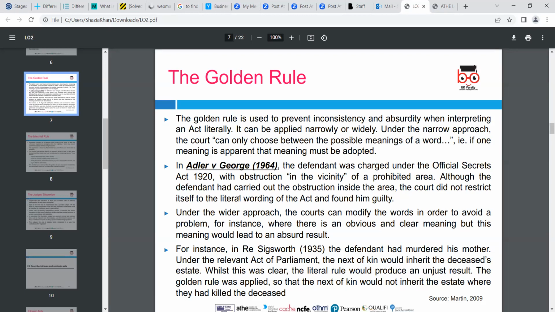Under the wider approach, the courts can modify the words in order to avoid a problem, for instance, where there is an obvious and clear meaning, but this meaning would lead to an absurd result.